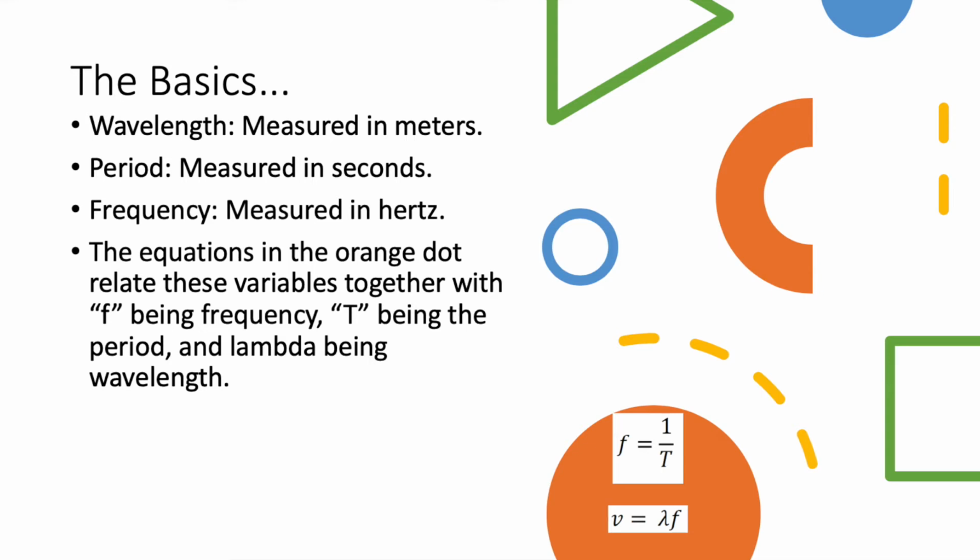And then we have the frequency, which is the number of wave cycles per second. So if you look at a certain point, it's the number of waves that pass that point per second, and this is measured in hertz. So the equations in the orange dot on this slide relate these variables together, with f being frequency, T being the period, and lambda, which is an upside down y, being wavelength.